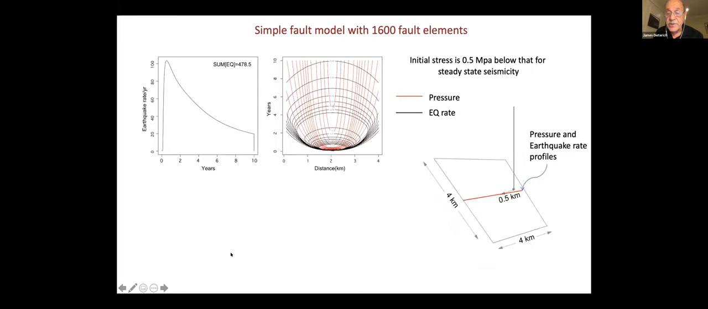So here's a real simple example with a little fault. It's an older example with just injection at a constant rate. So this is the total number of earthquakes per year on this little fault surface. And you see that the earthquake rates immediately rise and then they begin this long decay. These contours here, red is pressure and black is earthquake rate.